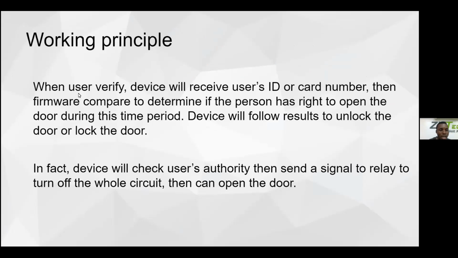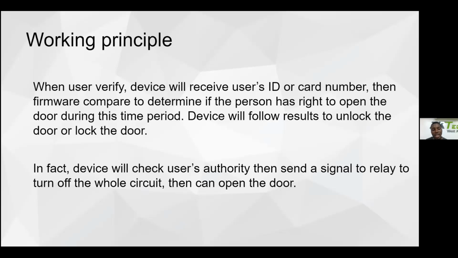So the working principle: how does this thing actually work? When the user verifies, the device will receive the user ID or card number. Then the firmware compares to determine if the person has the right to open the door during this time period. The device will follow the result to unlock or lock the door. In fact, the device will check the user's authority, then send a signal to the relay to turn off the whole circuit, and then the door can open. What does this simply mean?